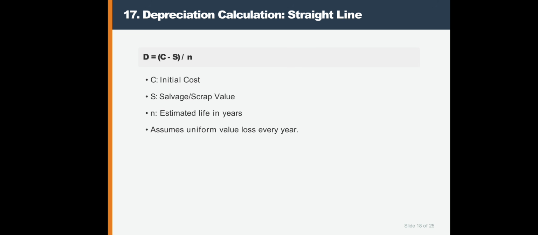Depreciation calculation in straight line. For straight line, depreciation is defined by D is equal to (C minus S) divided by N. C means initial cost, S means salvage or scrap value, N means estimated life in years. It assumes uniform value loss every year.